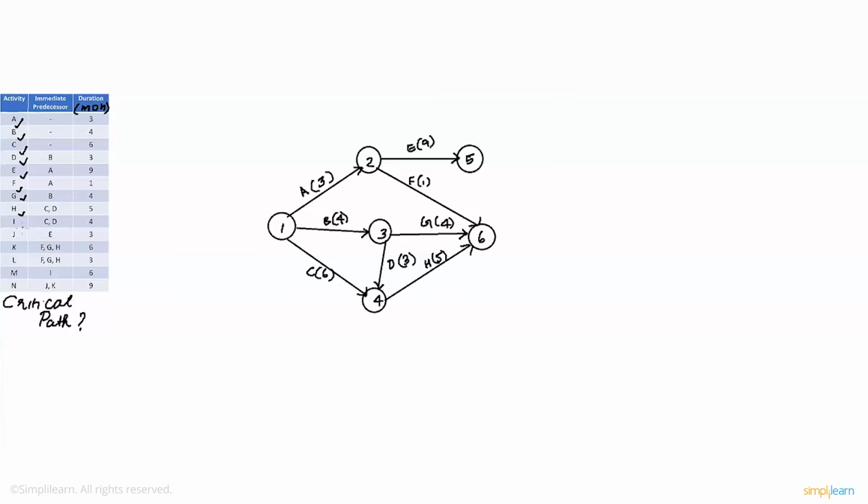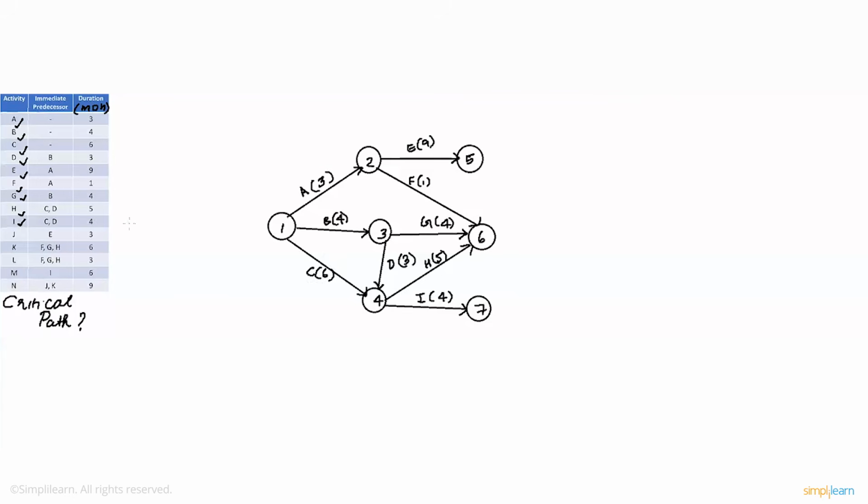Now for activity I. Now activity I is preceded by C, D. I also acts as predecessor for M, so it's an independent activity. So let's add that separately here. Preceding 4. Let's connect that. Node 7 with I, which is 4. Right. I is complete. Let's go to J.